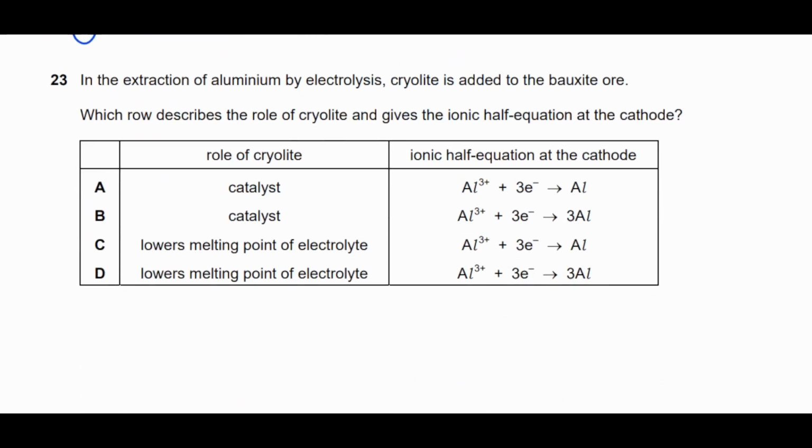23. In the extraction of aluminium by electrolysis, cryolite is added to bauxite ore. Which option describes the role of cryolite and gives the ionic half equation at the cathode? This one you remember, the function of cryolite is to lower the melting point of the electrolyte. And to extract aluminium, what's the ionic half equation at the cathode? Aluminium is positive, so the ion will turn to metal. Therefore the answer has to be C. This one is wrong because you have one ion here and you're producing three metals here, so it doesn't make sense. This is not balanced. Therefore the answer is C.